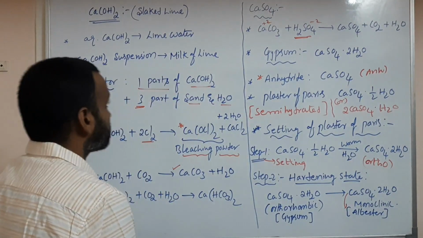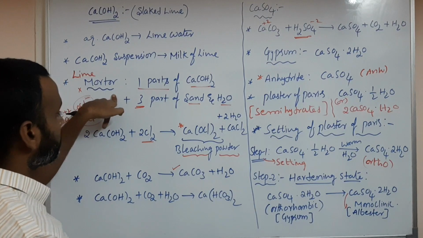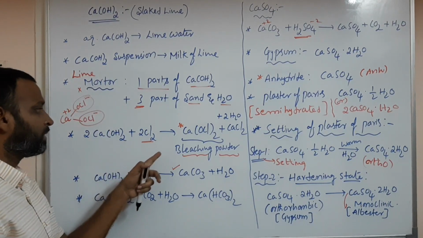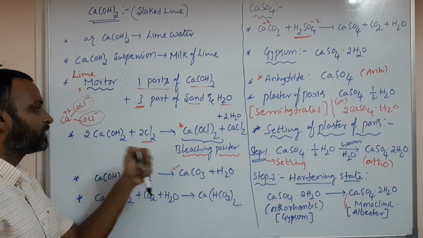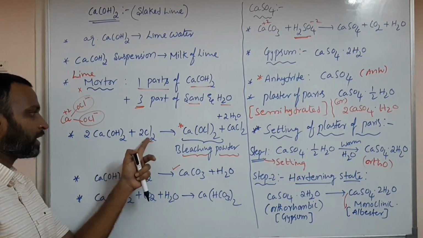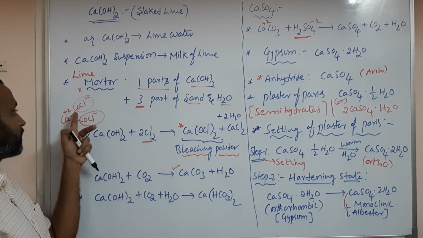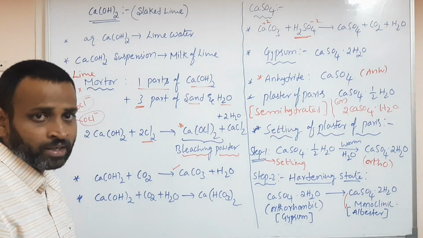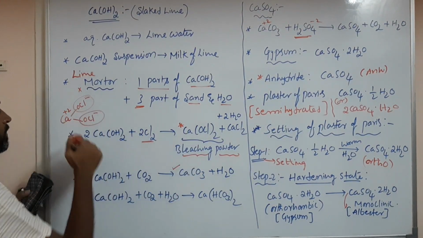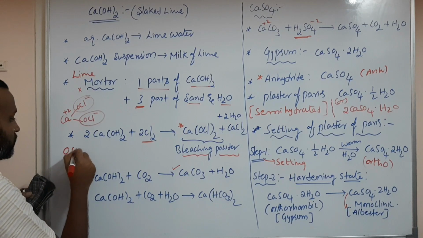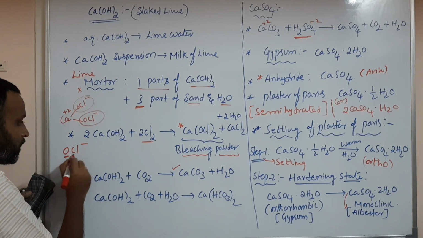Now calcium hydroxide, a few things about what they use as a mortar. Calcium hydroxide reacts with chlorine to give bleaching powder, and they ask about the chlorine oxidation state. Chlorine is +1 and oxygen is -2, because you can write OCl minus. Oxygen is -2 because oxygen is more electronegative.